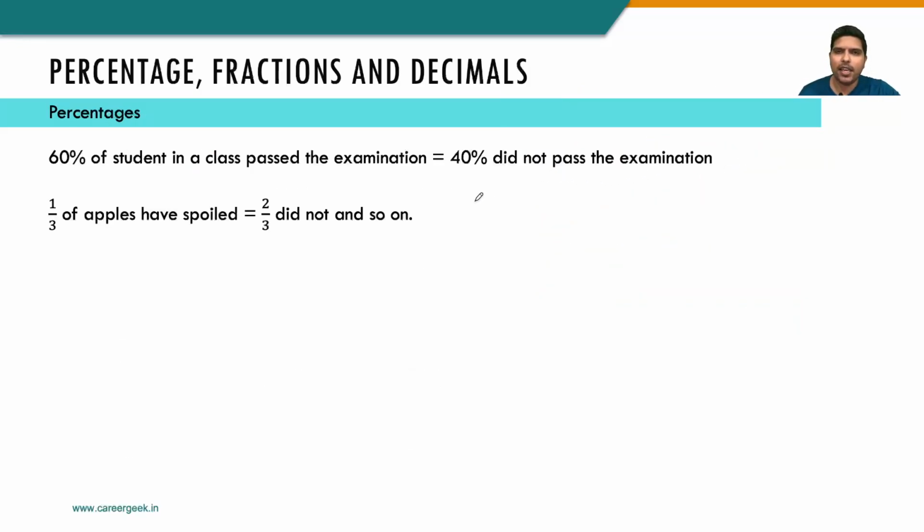Okay, some basic inferences, because exams like students to infer, comprehend, or reason out the statements, right? If a statement says 60% of students passed the exam, what does it imply? It implies the remaining 40% did not pass the exam. Okay? Inference. 1/3 of the apples have spoiled. So what is the remaining fraction? 2/3. 2/3 did not spoil.